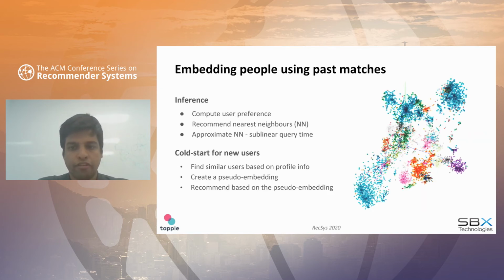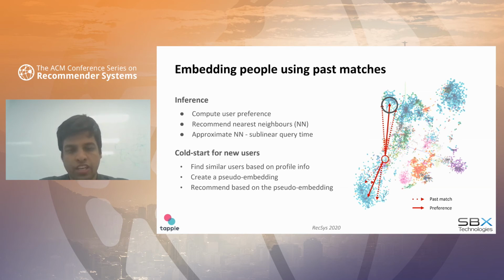For inference, for a given user, we compute their preference vector based on their past matches and retrieve their nearest neighbors using an approximate nearest neighbors algorithm that runs in sublinear query time. We note that the quality of our embeddings is not sensitive to the choice of the approximate nearest neighbors algorithm here. And for new users, we generate a pseudo embedding from the embeddings of users who have similar profile metadata, which is collected at the point of registration as the new user.